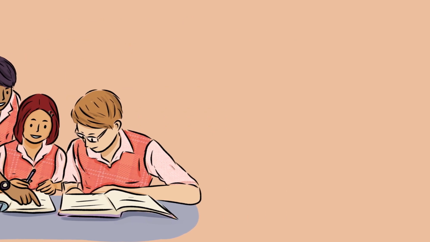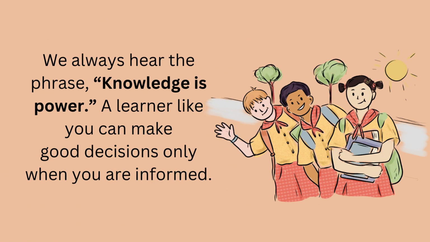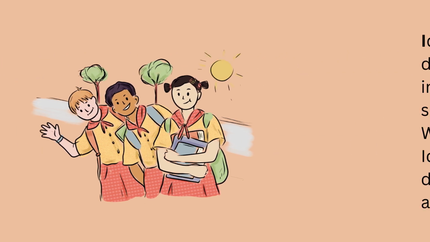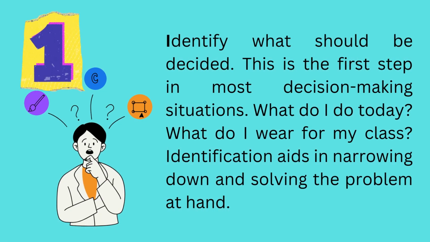People are willing to engage in numerous discussions, to share ideas, and to find solutions. We always hear the phrase, knowledge is power. A learner like you can make good decisions only when you are informed. Here are a few steps that might help in making better choices. 8. Identify what should be decided. This is the first step in most decision-making situations.